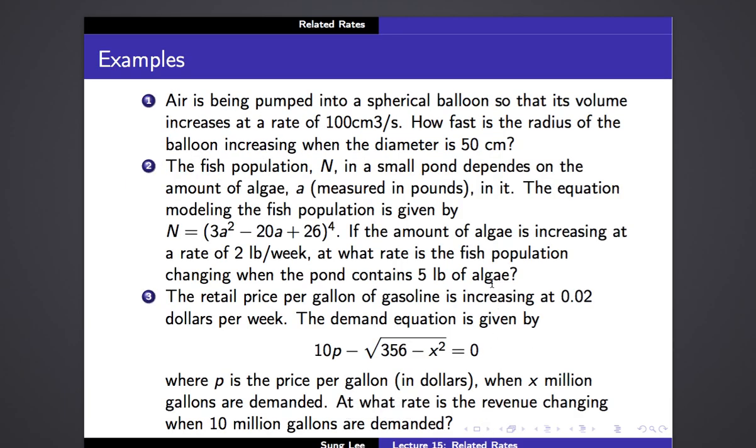Next examples, right? So there are three of them listed here. So let us take a look at them one by one. So the first one is the following. Air is being pumped into a spherical balloon so that its volume increases at a rate of 100 cubic centimeters per second. How fast is the radius of the balloon increasing when the diameter is 50 centimeters? Okay, so that's the question.